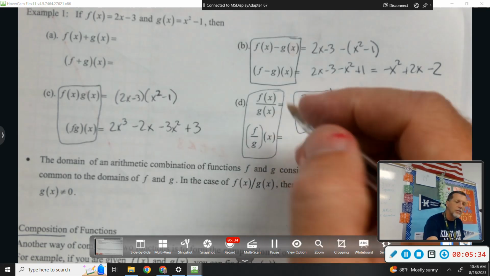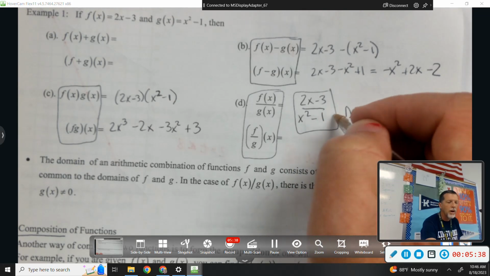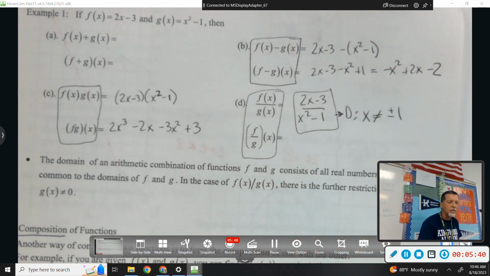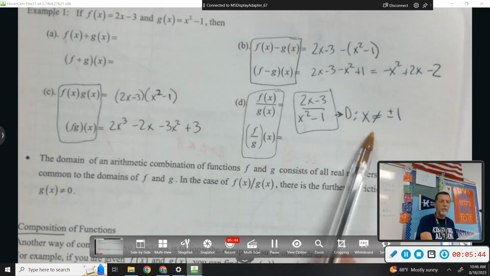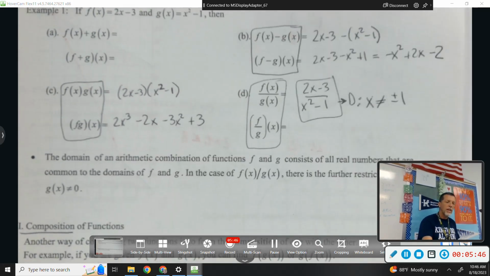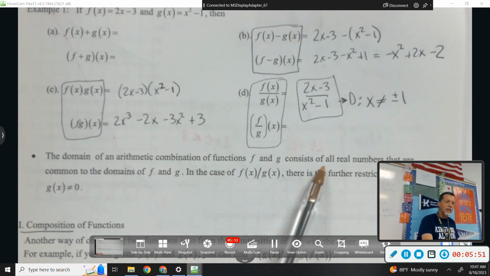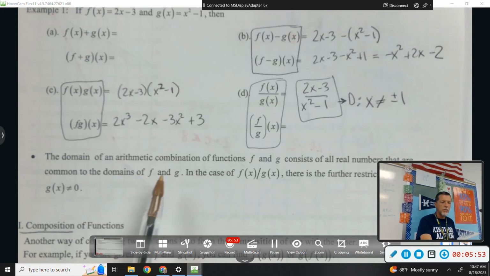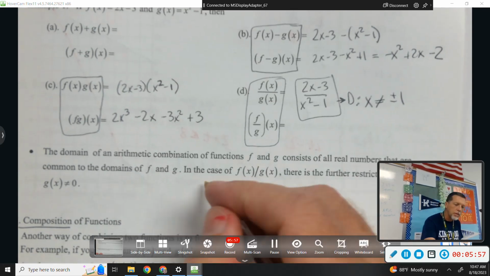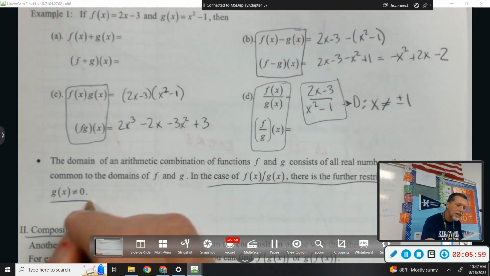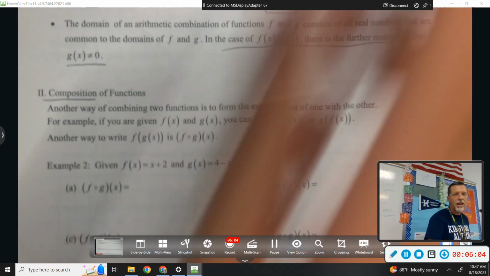So division is easy to do because there's really not much to do, but it usually leads to a domain issue because you've definitely put something in the denominator, and you have to be careful about denominators. That's what this dot says right here. The domain of a combination of functions consists of all real numbers that are common to the domains of f and g. That's fine. The thing we're worried about is you can't divide by 0. So if there's something in the denominator now, you've got to think about that.